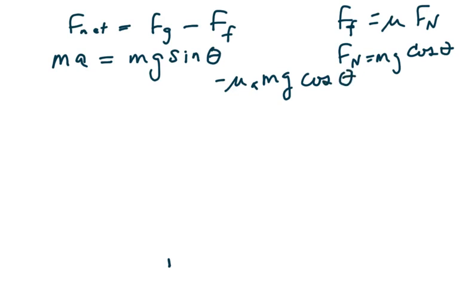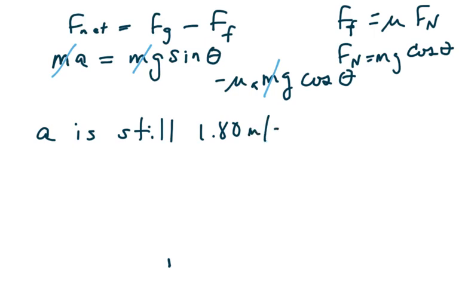Now, if you notice, we got mass in every single term. So the way this works out is that the acceleration is independent of the mass of the object. So the acceleration would be the same as it was before. So the acceleration is still 1.80 meters per second squared.